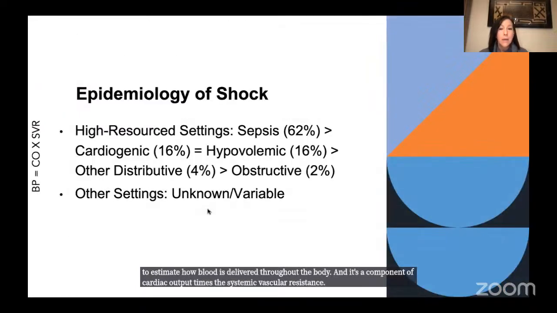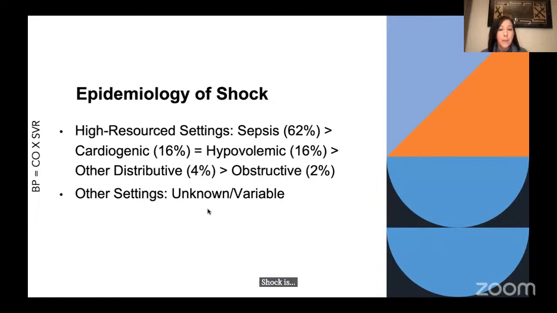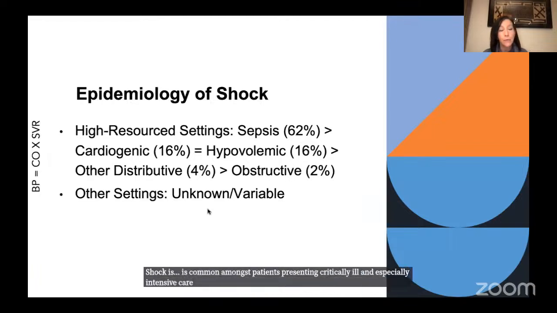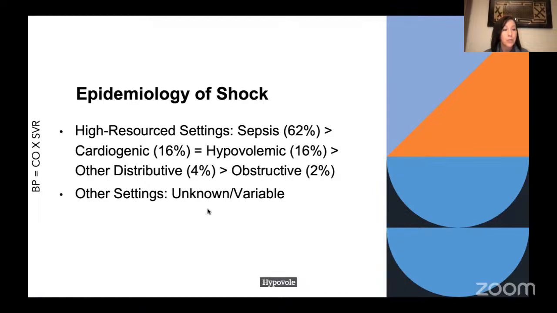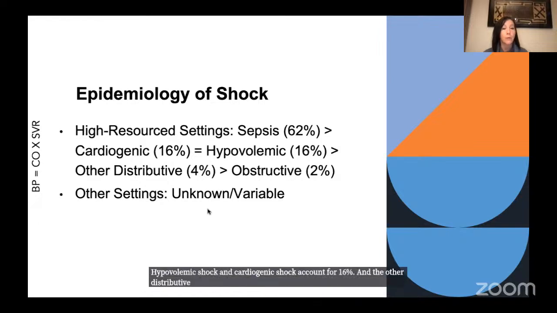Shock is common amongst patients presenting critically ill and especially in intensive care units. In high resource settings, the most common type of shock is going to be sepsis, which is a distributive form of shock. Hypovolemic shock and cardiogenic shock account for 16%, and the other distributive forms or obstructive shock are less common at 4% and 2%.